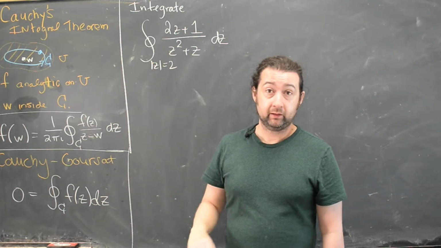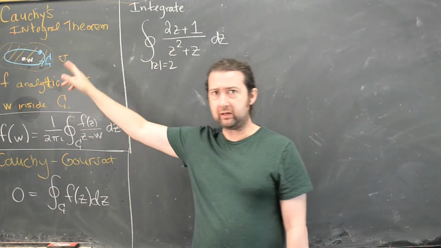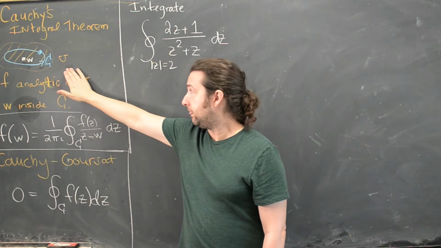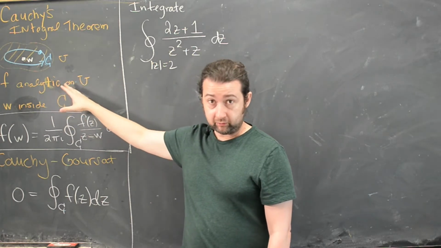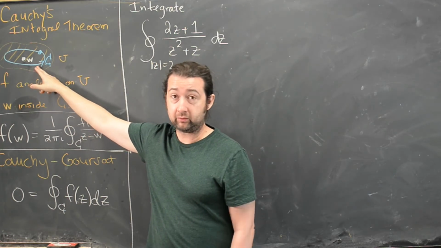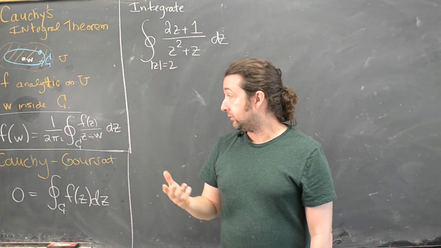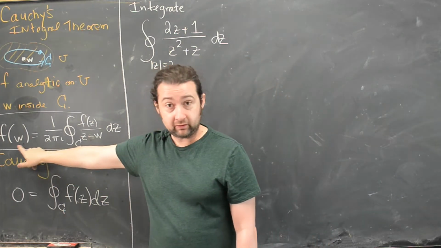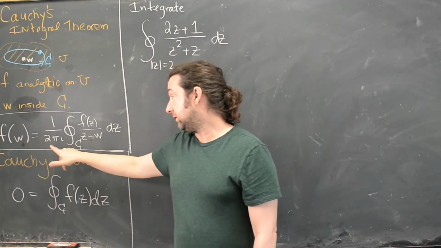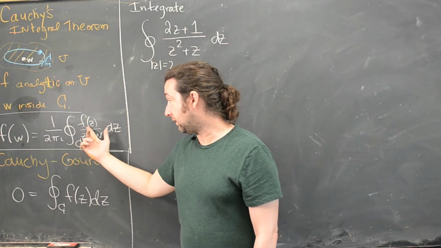Cauchy-Goursat theorem. So to remind you, the Cauchy integral theorem says that if you have this setup where you have an open, simply connected domain U and a function f that's analytic on U, and then inside that you have a simple closed contour C, and a point W contained on the inside of C, then you know the value of f at W, that is the value of f at interior points, is equal to this strange looking 1 over 2 pi i times an integral where we've taken f and then divided out z minus W.